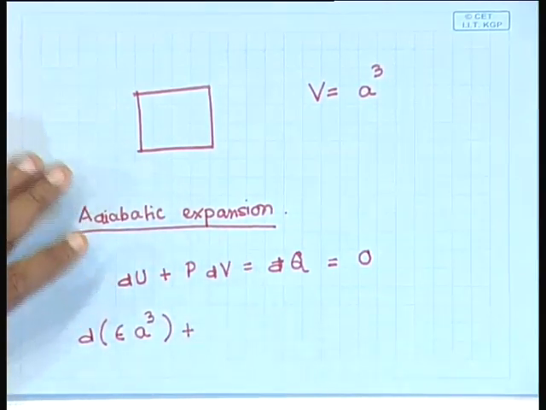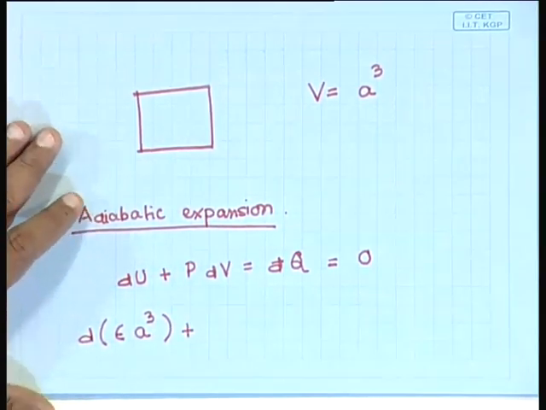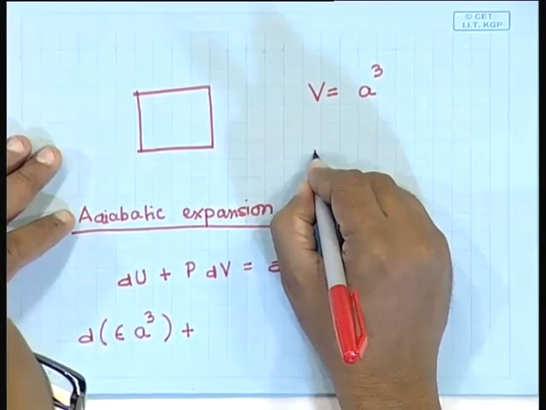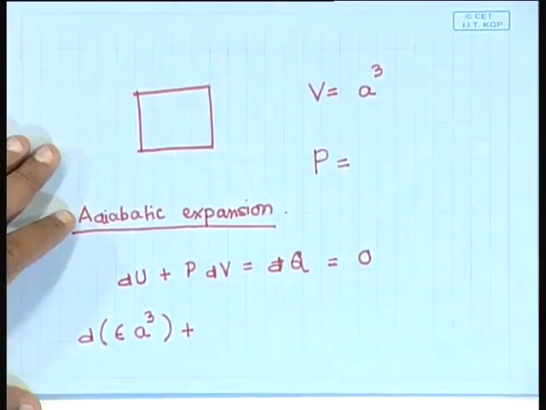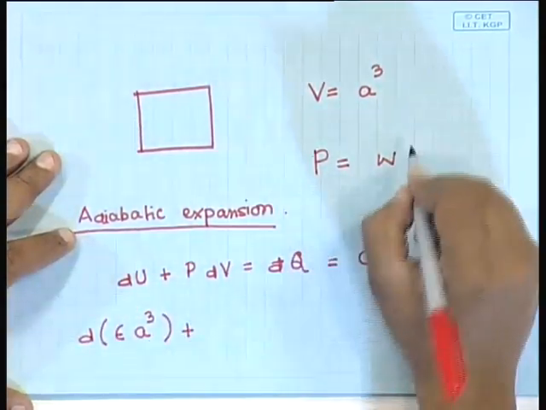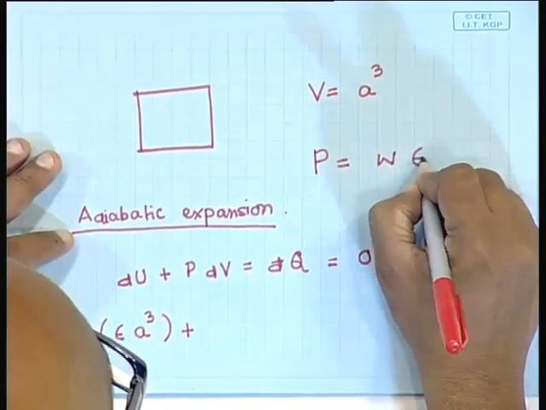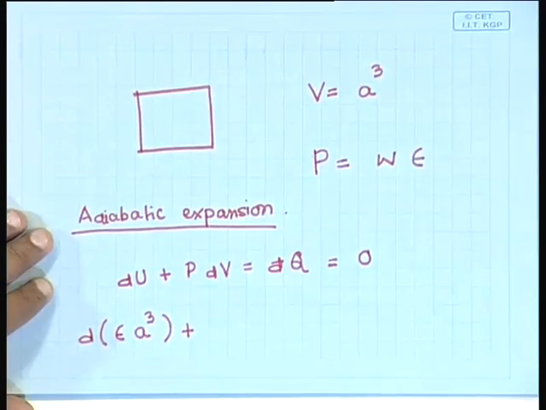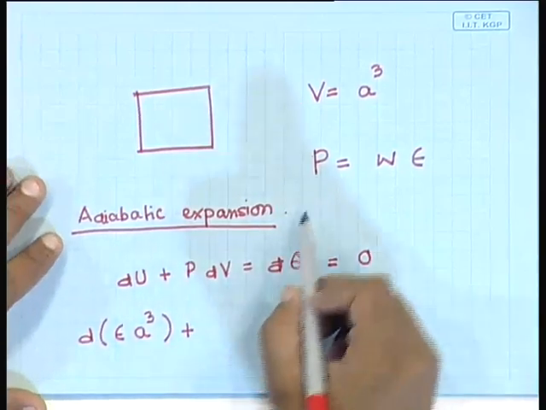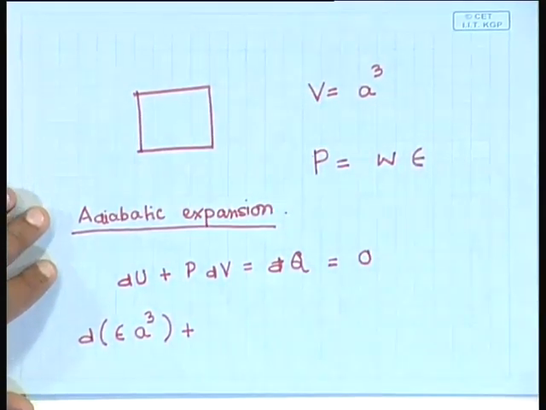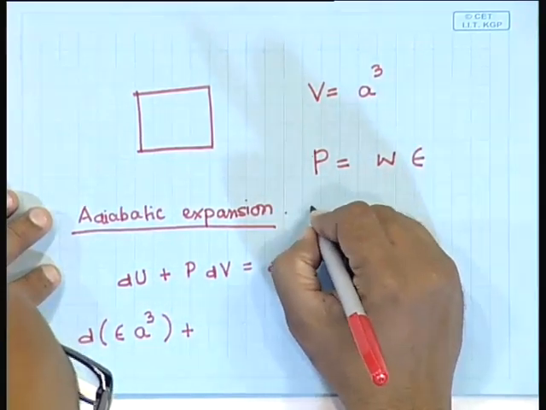So, plus the pressure. Now, we will assume that the pressure P is equal to some constant W into the energy density E. Okay. We will assume that the pressure is some constant into the energy density E. This is called the equation of state.